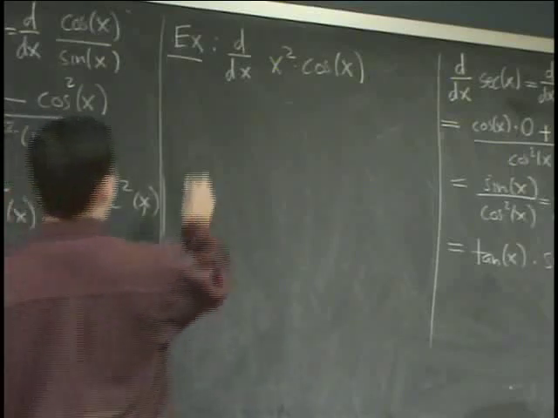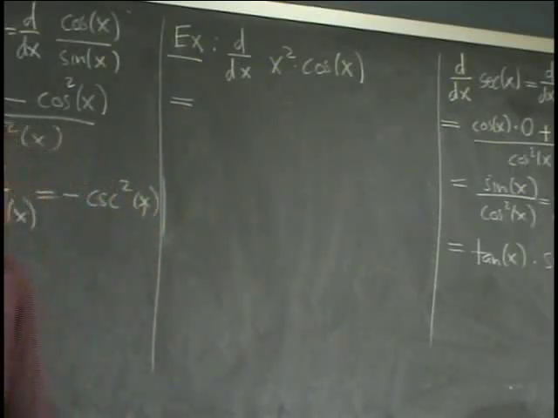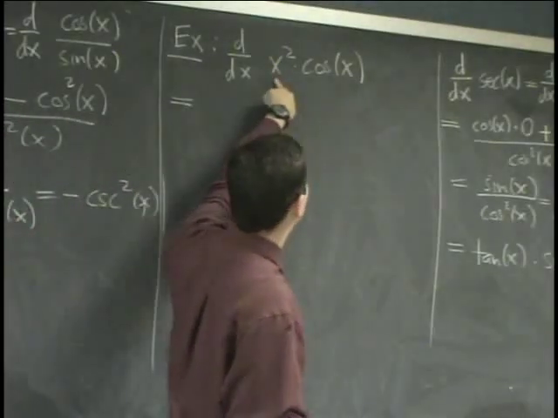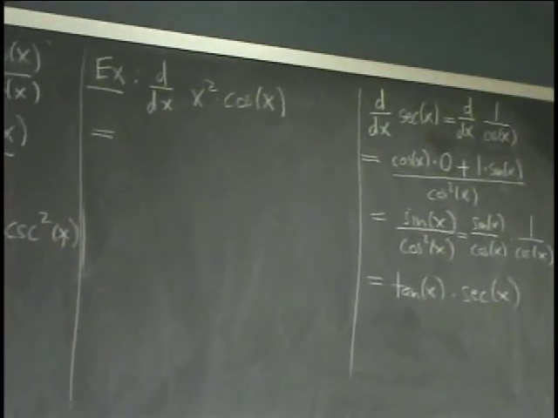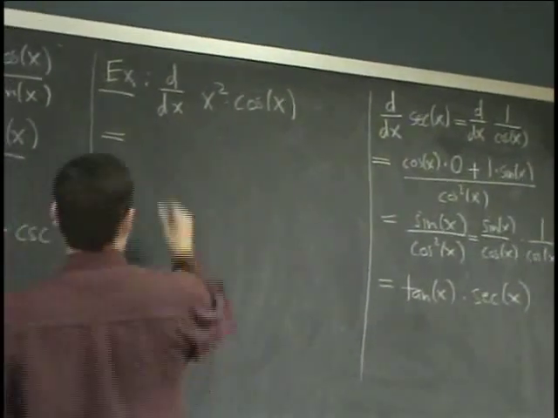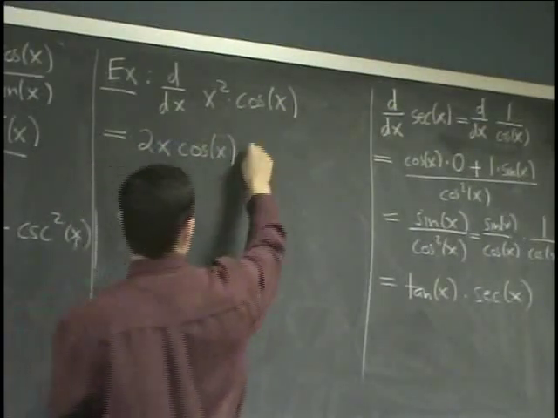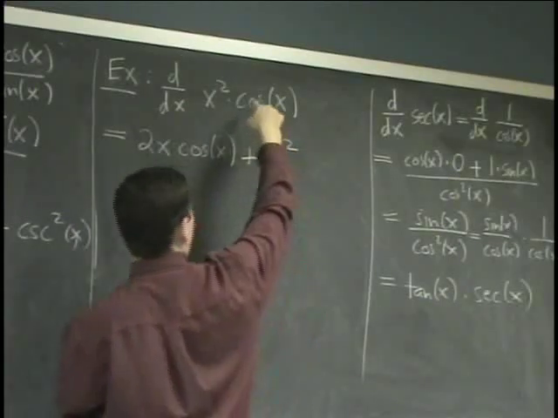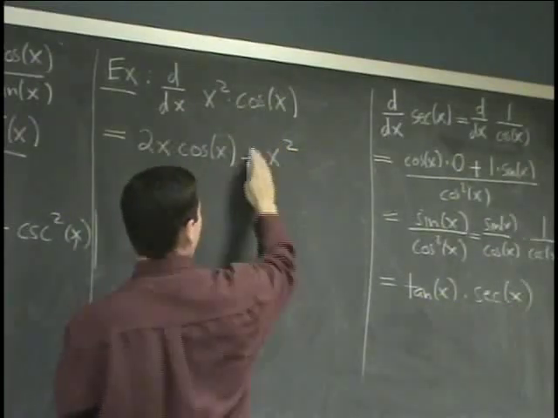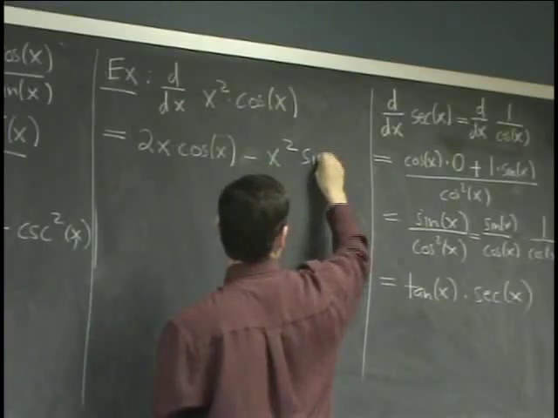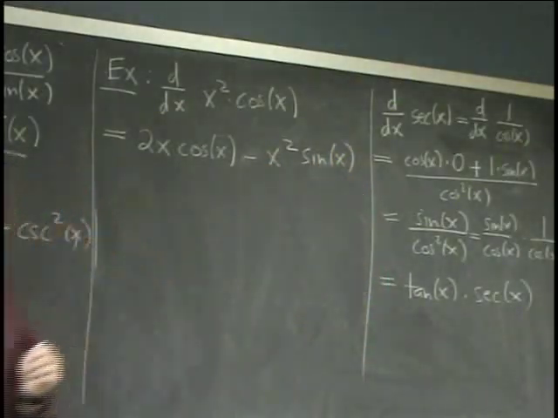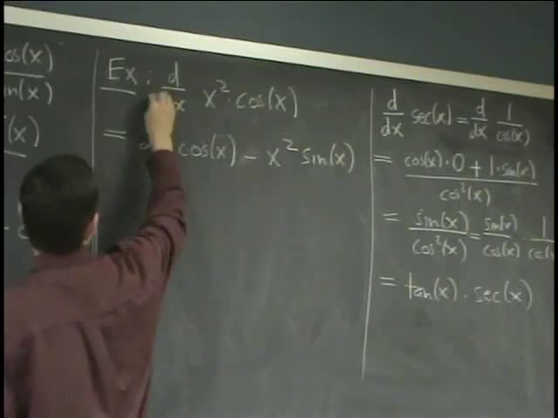Okay, what rule do I need to use here? Product rule, yeah, my product of functions. So I need to do the derivative of the low. Doesn't matter which order I do it, we'll follow this one. Derivative of x squared is 2x times cosine of x plus x squared times the derivative of cosine, which is minus sine. So this plus turns into a minus, and into a sine. Okay, not so hard. Fine.